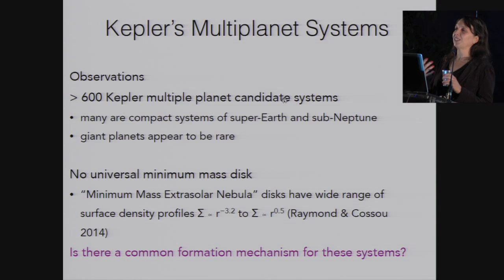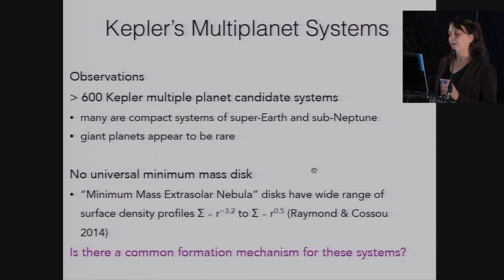Okay, so now we've spent decades, or not myself, but planet formation theorists have spent decades developing these models to try to figure out how our solar system, terrestrial planets, formed. Now that we have hundreds of multiple planet systems observed by Kepler, how do these models hold up? Most are compact systems. Most of the planets are super-Earth to sub-Neptune size. And giant planets appear to be scarce so far from what we found. So point being, there are a lot of systems that don't look like our solar system.